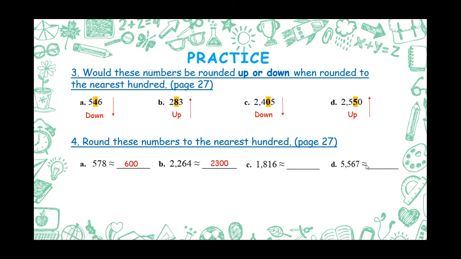Okay, C and D, please do by yourself, and we'll check in 1 minute. Have you finished? Well done, let's check C. So, how many tens? 1 ten. And do we round 1 up or down? Down, well done. Down to 1,800. And the next one, remember, we only need to look at the tens digit. So we have 6 tens, we round 6 up to 5,600. Very good.